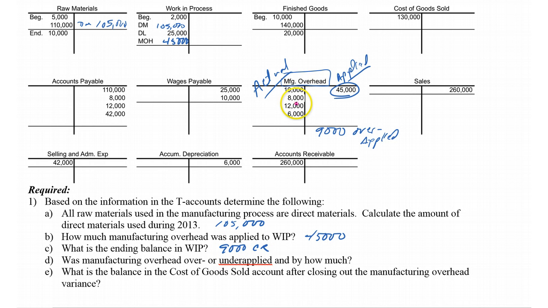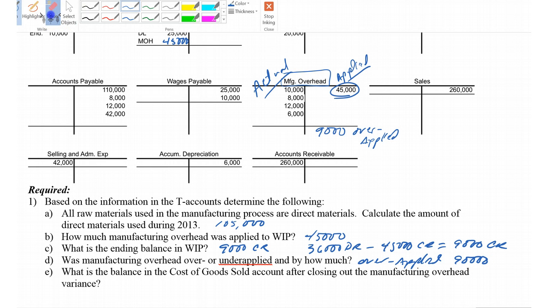Remember, if we're showing our work, we would say the 36,000 debit minus the 45,000 credit is the 9,000 credit. Was it over or under applied? And yes, we just said right there it's over applied, and the amount, of course, is 9,000, not 90,000.